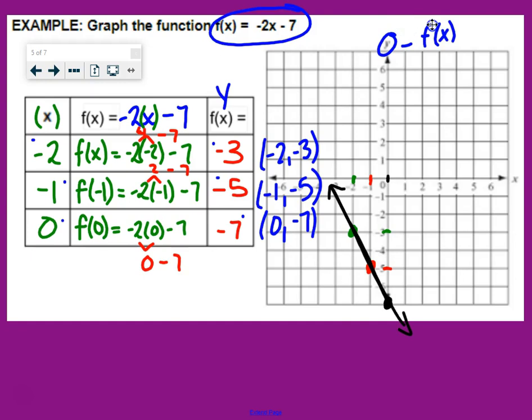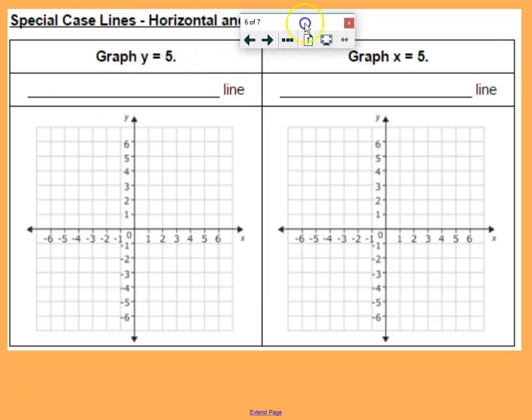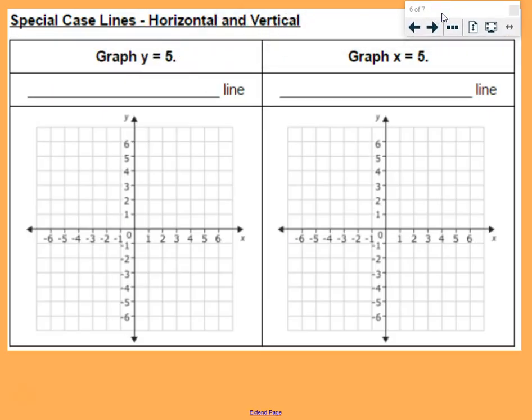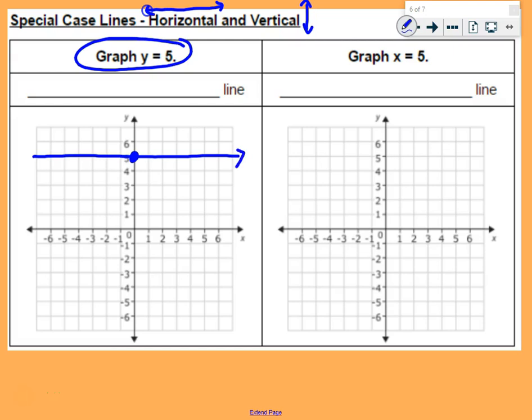All right, the last piece here is special case lines. So we have two special case lines. Horizontal lines, which go left to right, and vertical lines, which go up and down. So graph y equals 5. On our graph, where y equals 5 would be right here on our y-axis. And it's going to be a horizontal line through that point, y equals 5. So it goes left to right.